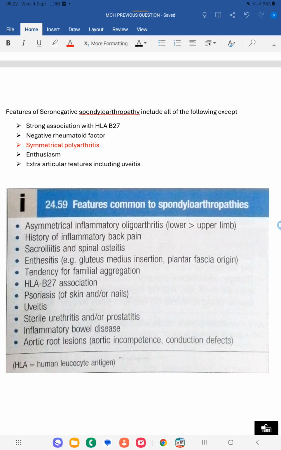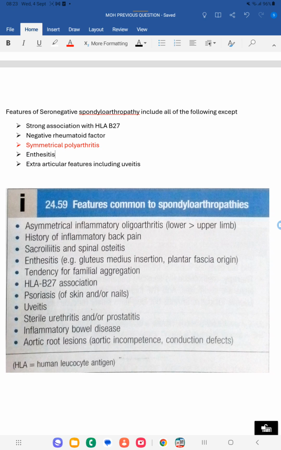And seronegative spondyloarthritis is always an asymmetrical polyarthritis or oligoarthritis. Any one of the joints will be affected. It is asymmetrical, it is not affecting both sides simultaneously, only one side will be affected. So the exceptional feature of seronegative spondyloarthropathy is symmetrical polyarthritis. It is not symmetrical, it is asymmetrical oligoarthritis.